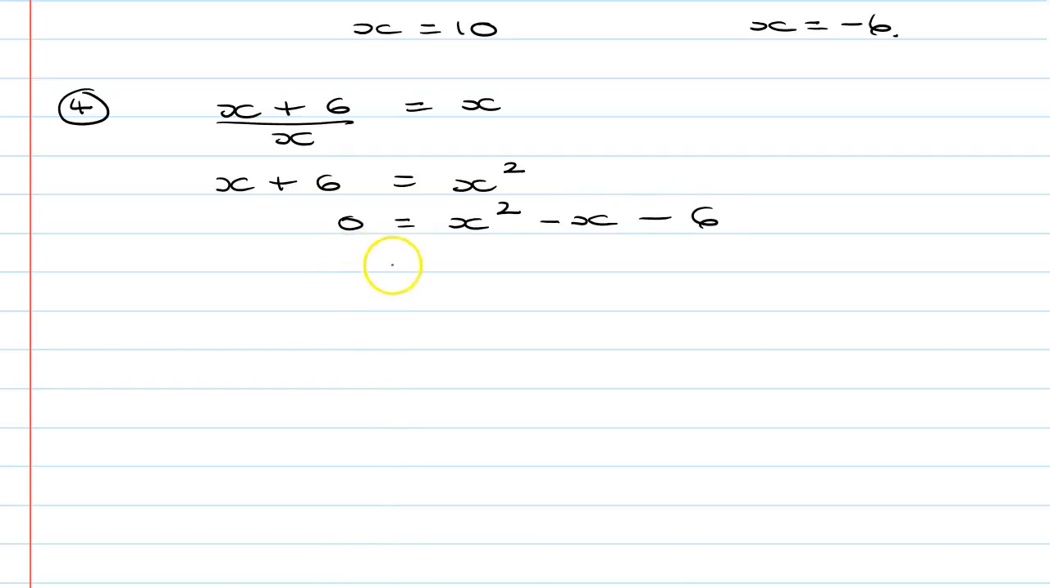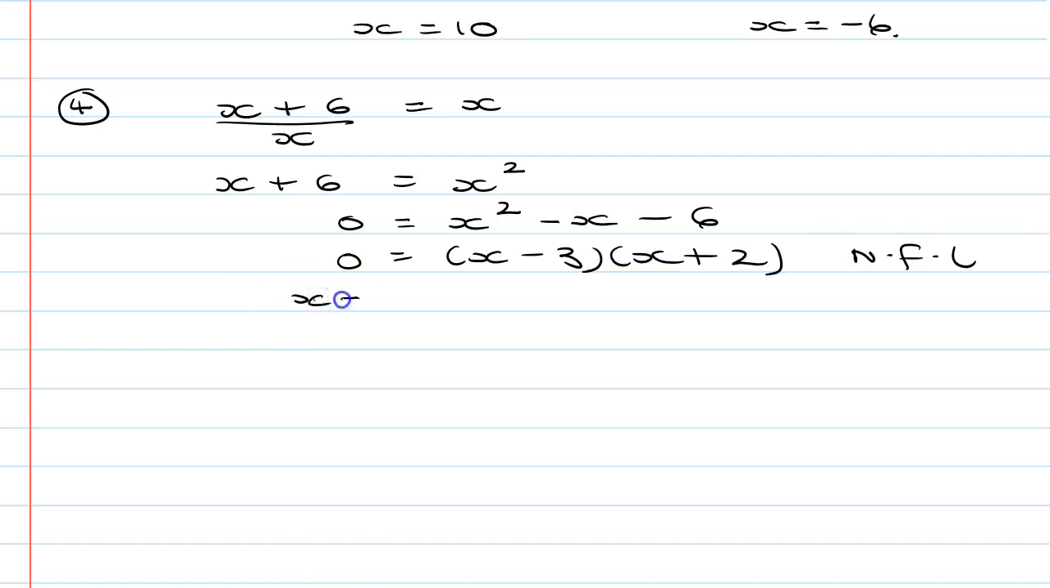Then I need to factorize. Again, two numbers that multiply together to make -6 that also add together to make -1. It's going to be x minus 3 and x plus 2. Now to solve this, I'm going to use the null factor law, and you do have to state the method that you're using to solve these. So either x minus 3 equals 0 or x plus 2 equals 0. Solving each of these gives me x equals 3 or x equals -2.